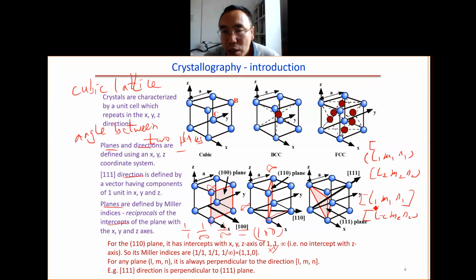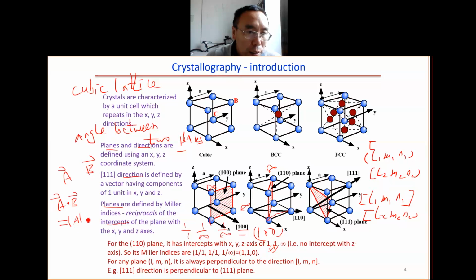So how do we calculate the angle between the two lines? We can do it this way. If we have vector A and vector B, the angle between the two lines can be calculated by this method: A dot B equals |A| |B| cosine theta. So we know A dot B equals this, and then we can find the angle between the two lines.